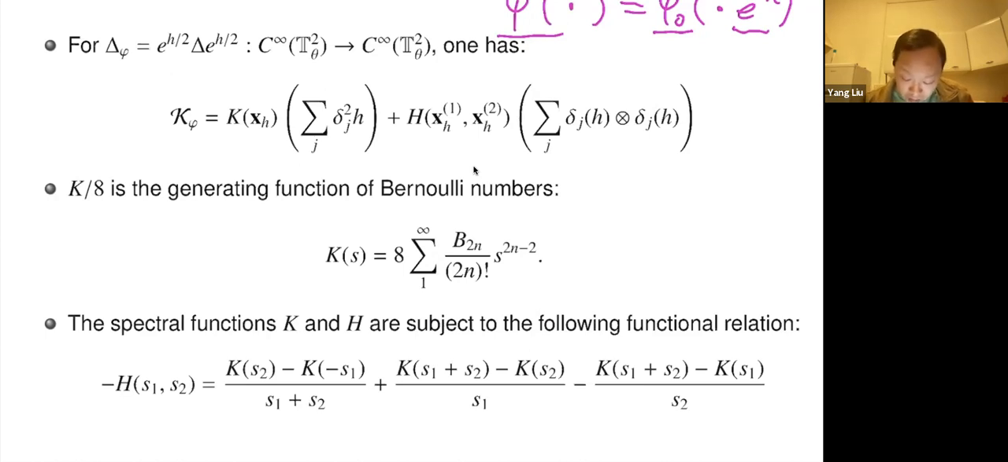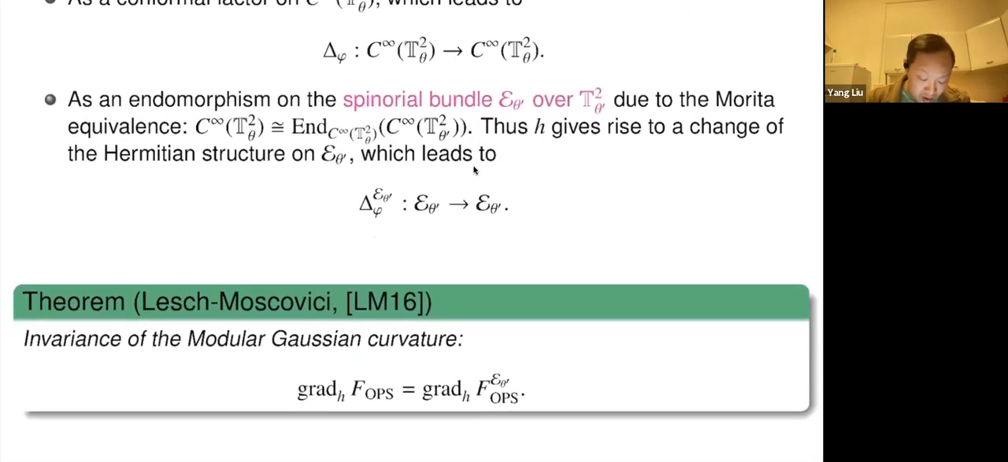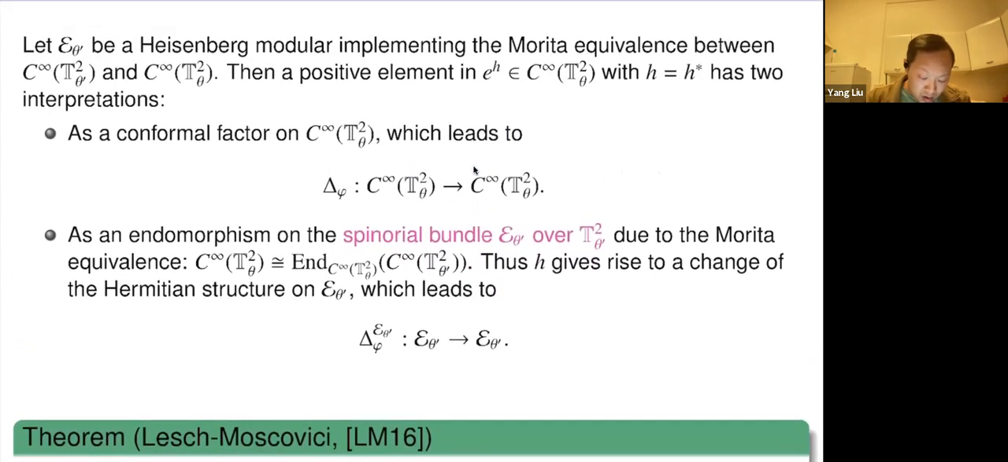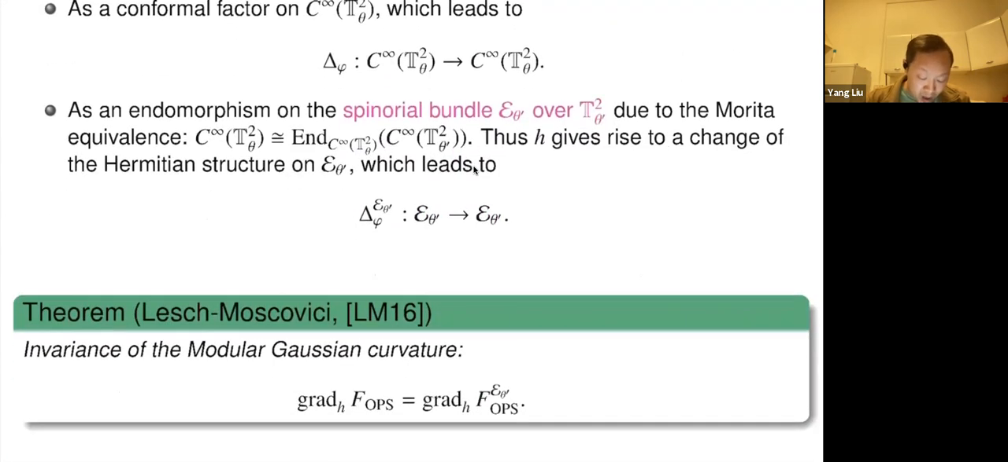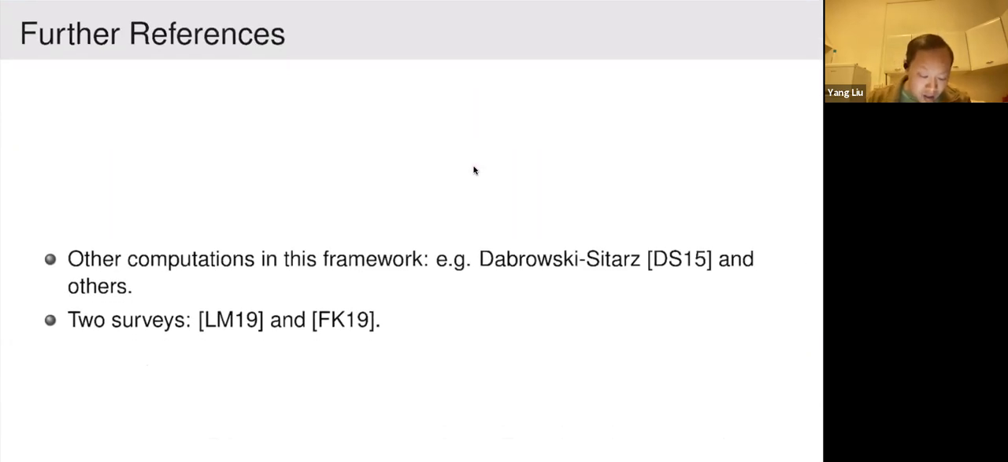Okay, so here's some result about this. This is some invariance property of this modular Gaussian curvature under Morita equivalence. Probably I will skip this. If anyone is interested in this, we can discuss it in the question section. So, to end the motivation part.